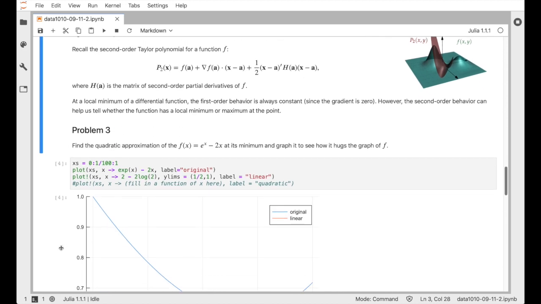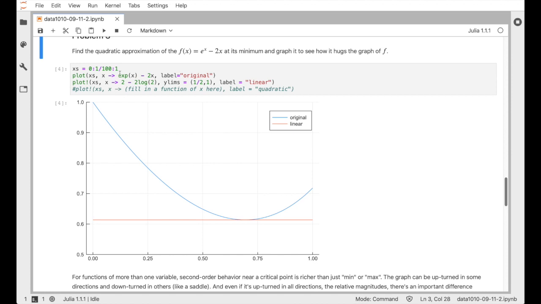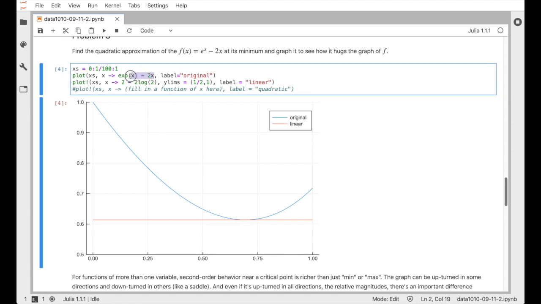So let's look at an example with single variable. We have this function e to the x minus 2x, and here's its graph over the interval from 0 to 1, and you can see it has a minimum right there. And we can identify where that minimum is by differentiating the function. If we differentiate e to the x minus 2x, we get e to the x minus 2. If we set that equal to 0 to find where this function is going flat, we find that x is equal to log of 2. So that's going to be that value.